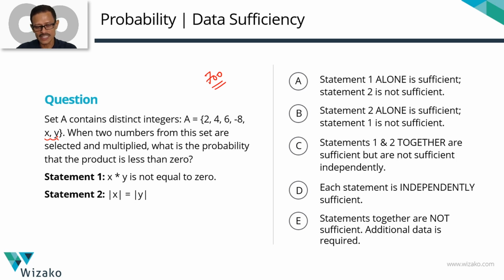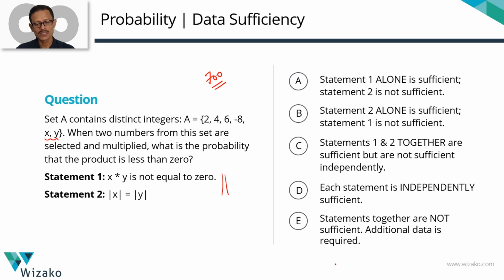When two numbers from the set are selected and multiplied, what is the probability that the product is less than 0? Let's look at the statements in a while. Let's even answer the customary 2 or 3 questions about sufficiency and answers in a while. Let's try and see what is to be found out.